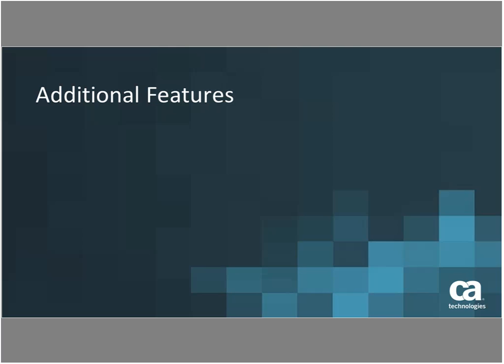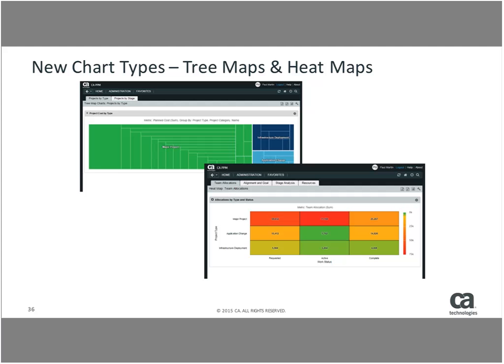Right? And then finally, there are some additional features that don't necessarily align specifically with our 4 pillars, but they are things that are worth noting for long time CA PPM observers. The first is that those 2 chart types that I highlighted in the application portfolio management are actually new chart types available through Studio. So you now have the ability to create tree maps and heat maps of your own through Studio configuration.